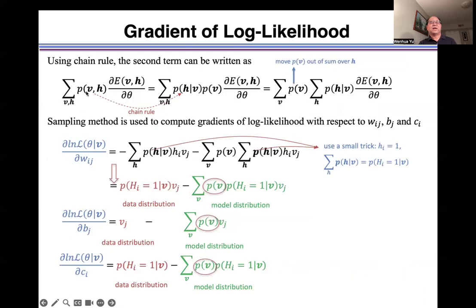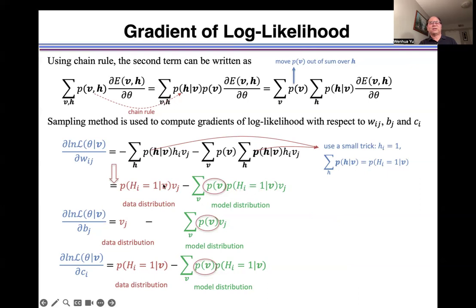Using the chain rule, we express this joint probability as the product of a conditional probability and the probability P. And then we move this P out of the sum here because this P is not a function of H. A sampling method is used to compute gradients of log likelihood with respect to Wij, Bj, and Ci. From this step to this step, we use a small trick, namely when Hi is equal to 1, this sum of conditional probability over H is equal to this conditional probability.